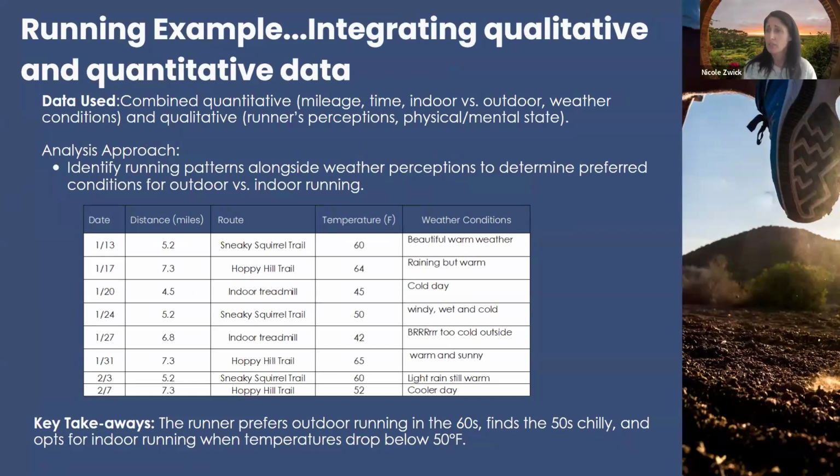Another example of integrating both together is looking at identifying patterns along with weather perception to determine preferred conditions for outdoor running versus indoor running. This can be really helpful if you're doing program development and implementation. So like a sensation program, you would actually get to see people's preferences in that qualitative data that might really help tell you the story of what they need. So here, the runner seems to prefer outdoor running in the 60s and finds that the 50s could be a little chilly, and really opts for running indoors when the temperature drops below 50.